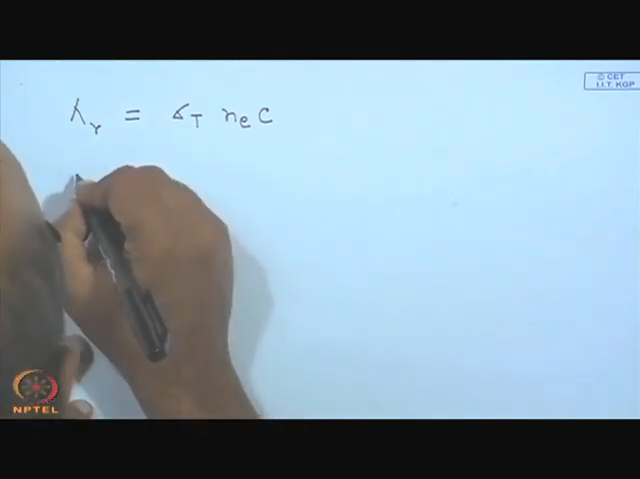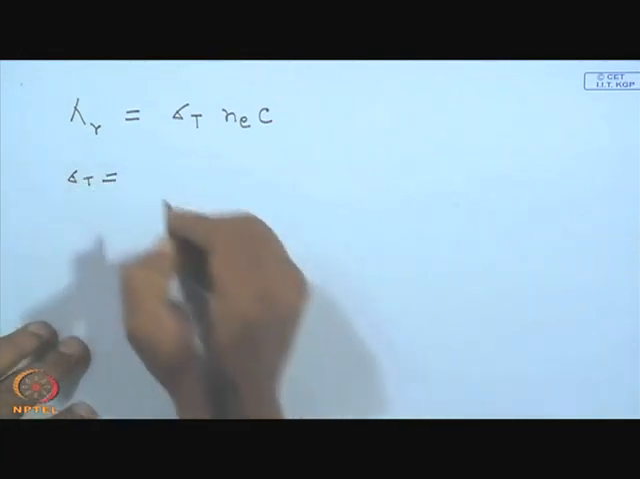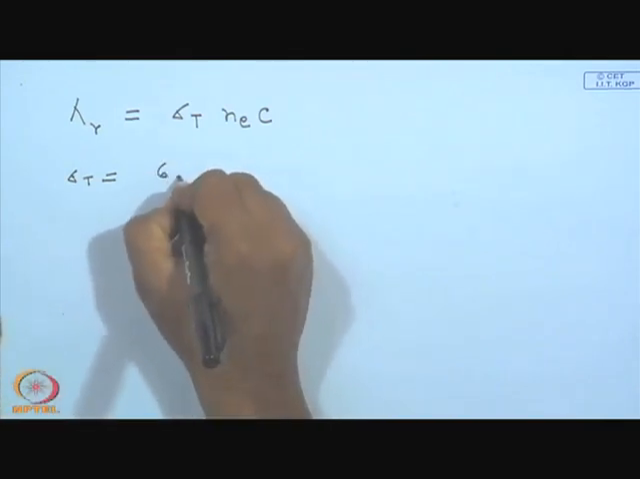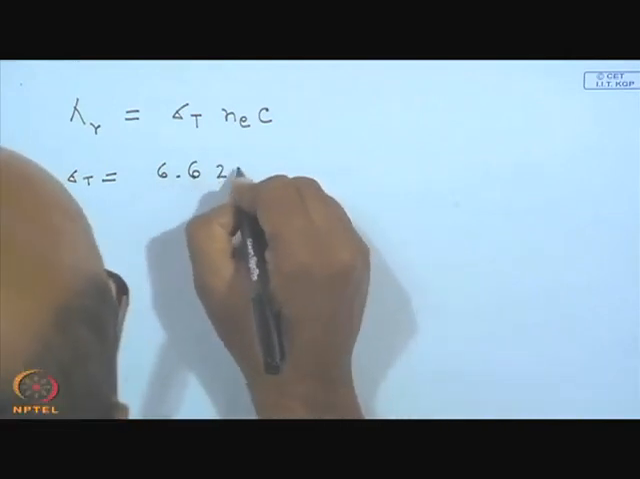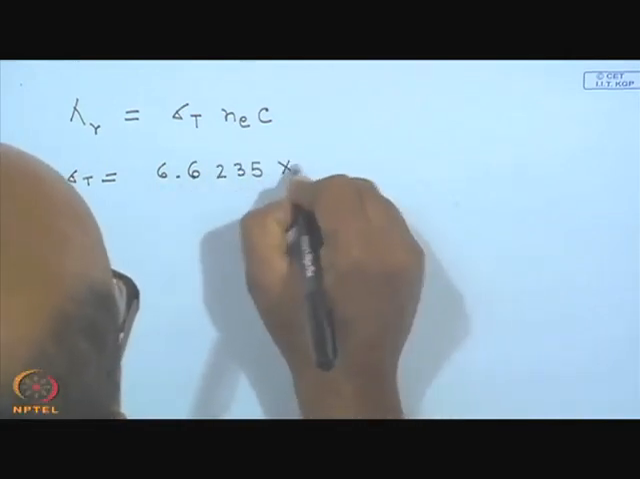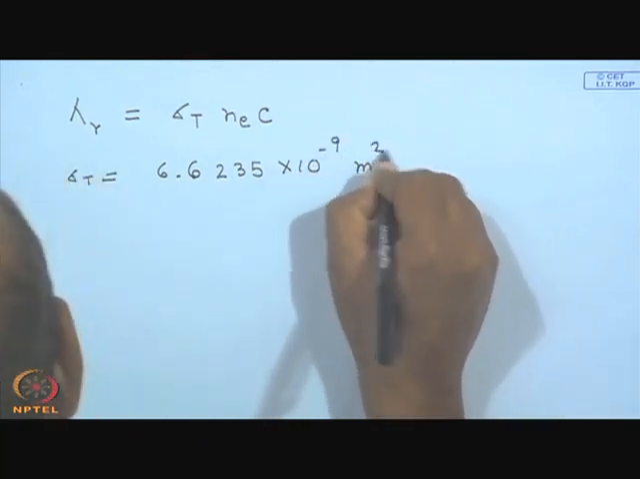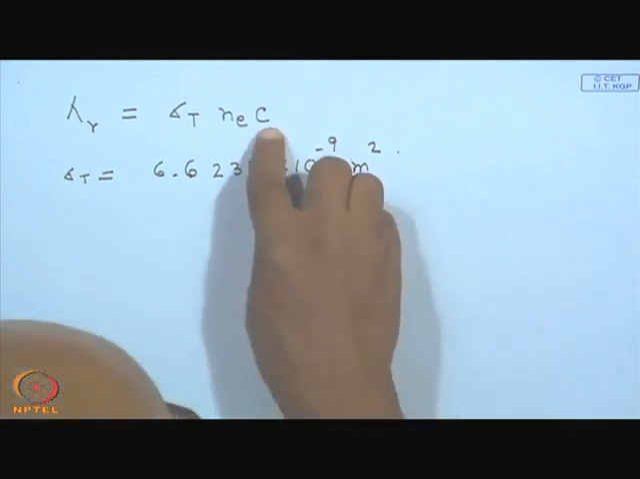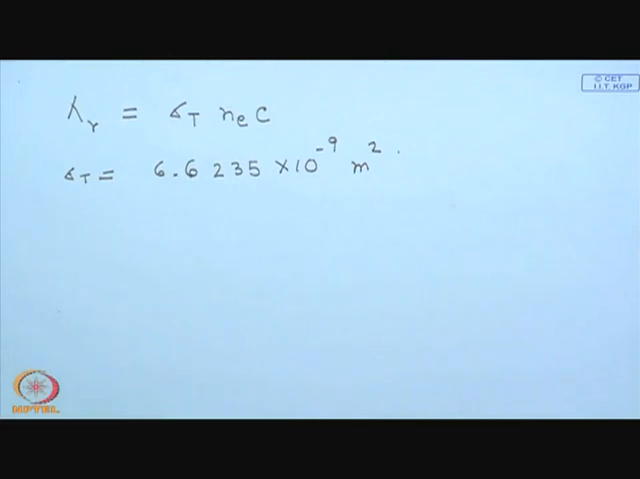So, sigma t has a value which we have encountered earlier, 6.6235 into 10 to the power minus 29 meter square. That is the Thomson scattering cross section which we have encountered earlier, and we have here the speed of light which we know. The only unknown that we have to calculate is the number density of electrons.